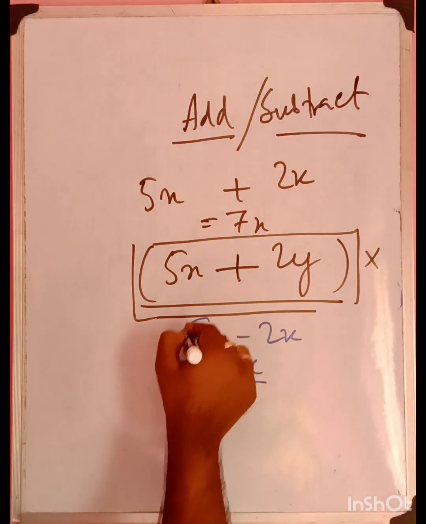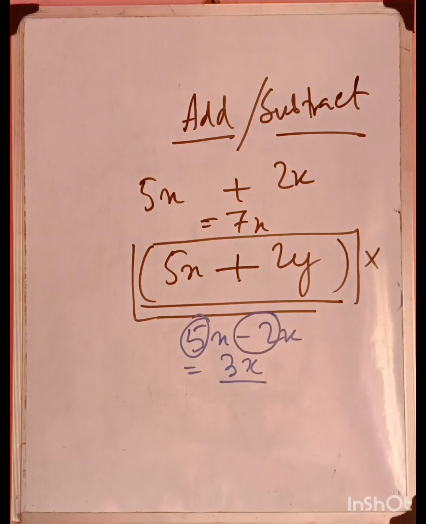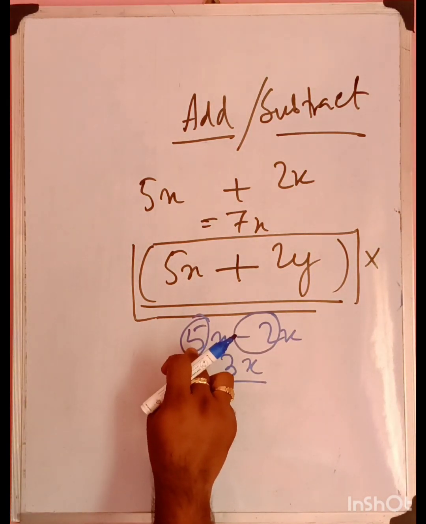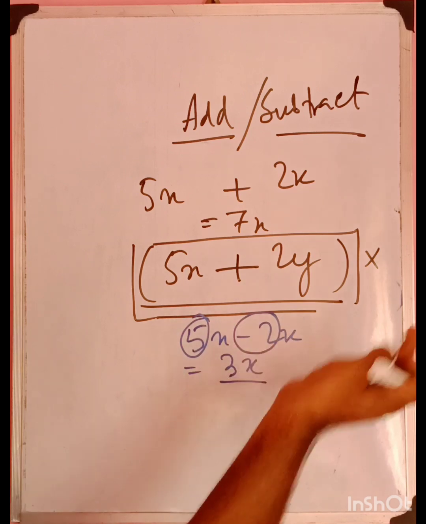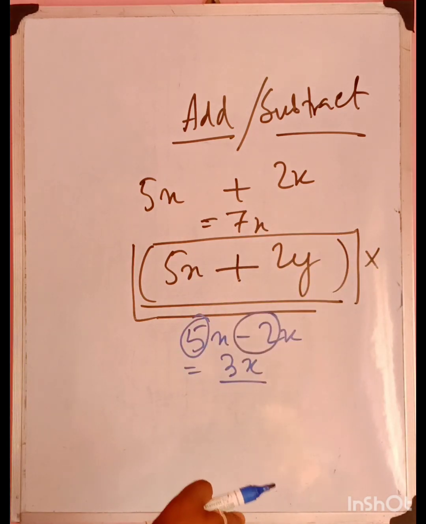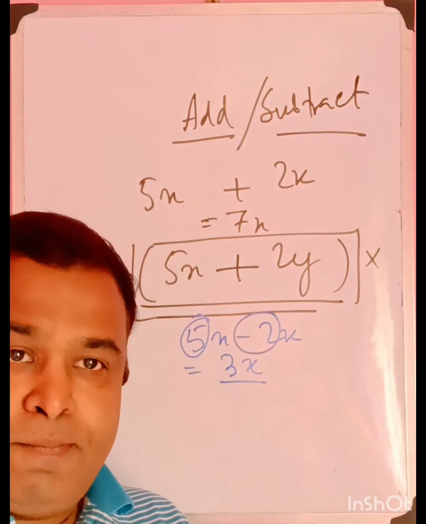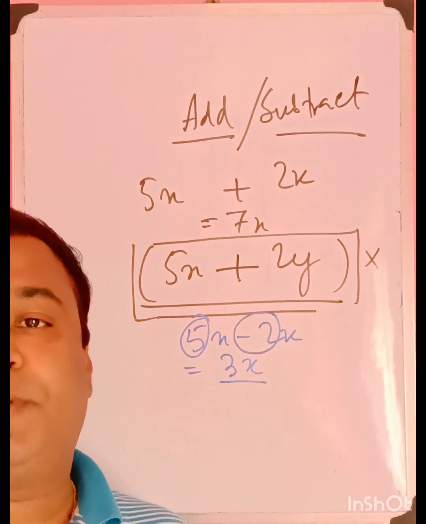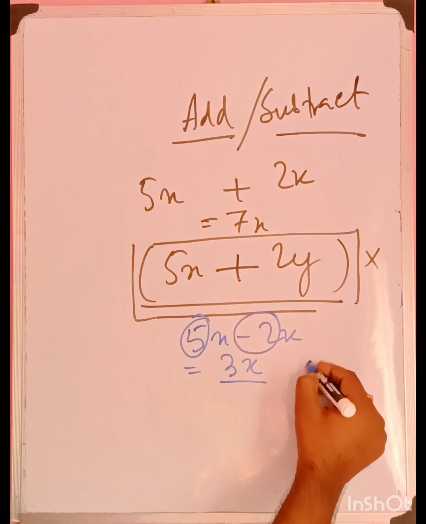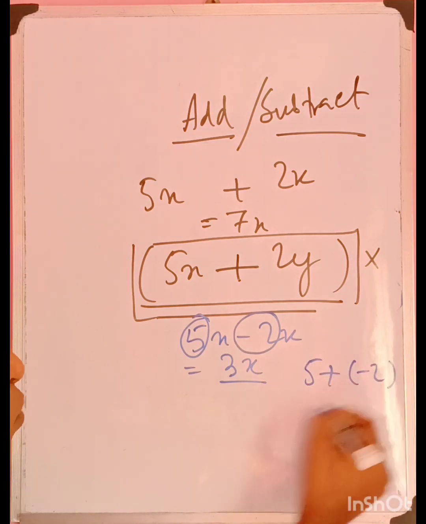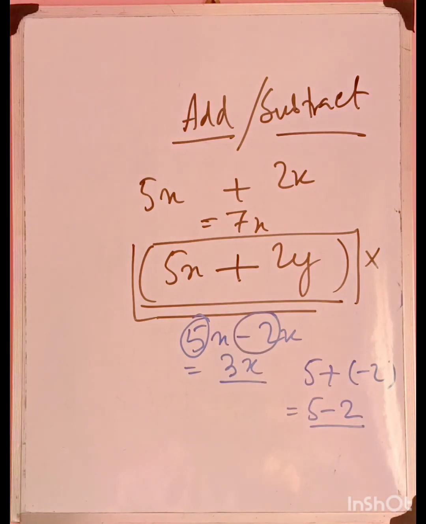So here 5 is the coefficient of x, here minus 2 is the coefficient of x. And you are to add 5 and minus 2. Adding minus 2 means subtracting 2. Okay, I think this concept is clear to you. Minus concept, very vital concept in algebra. Very vital in the sense that 5 plus minus 2 is nothing but 5 minus 2.